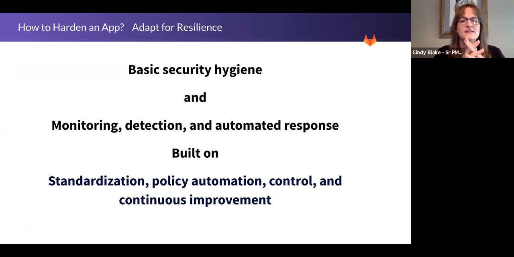I think this is the summary, really, of how to harden an application and make it resilient. You need to practice good basic security hygiene, and I'll get into each of these a little bit more. I mentioned most breaches use the same exploits over and over again. It's because they work, and it's because people are lazy and they don't patch their applications and they don't run security scans and those kinds of things.